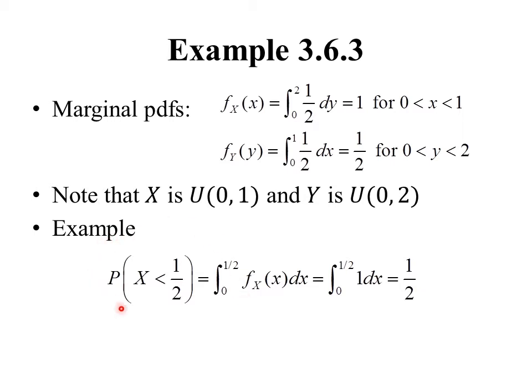So for instance, if I want to find the probability that X is less than or equal to 1/2, by definition I'm going to integrate its PDF over all values of interest. In this case, I'm interested in X between 0 and 1/2. So integrate its marginal PDF, which is just a constant 1. Integrate that, and I get 1/2. So again, these marginal PDFs aren't any different than the PDFs we've worked with before, except that they're being used in the context of another random variable in another distribution.